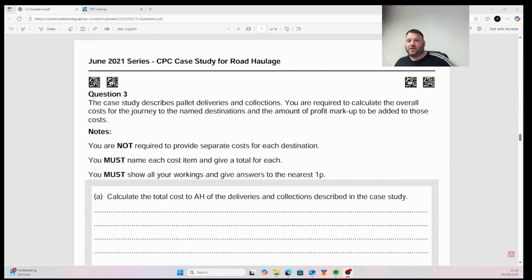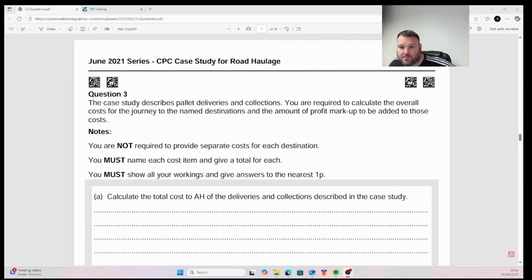So question 3 has asked us to calculate the overall cost for a journey to the named destinations and the amount of profit markup to be added to these costs. People overthink this. Now you are not required to provide separate costs for each destination. So once we know the overall mileage, we use that to calculate the cost. You're not working out every individual one.